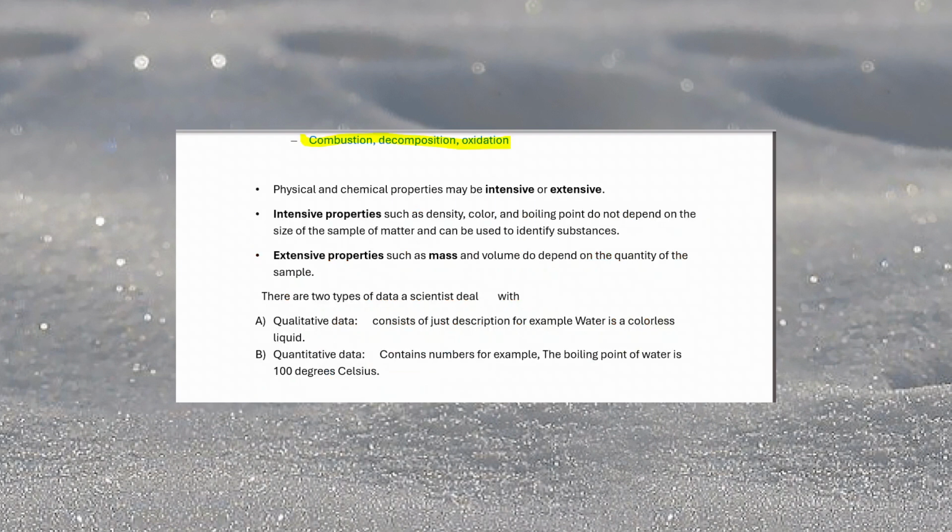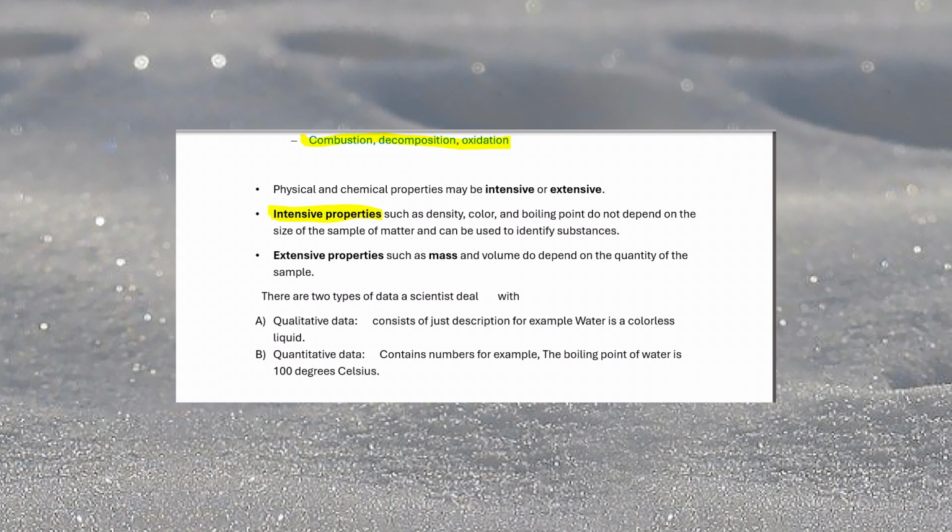Now, two more things we need to know. Physical and chemical properties may be intensive or extensive. What are intensive properties? Intensive properties are the properties which do not depend on the amount of matter, on the size of the matter, or the weight of the matter.